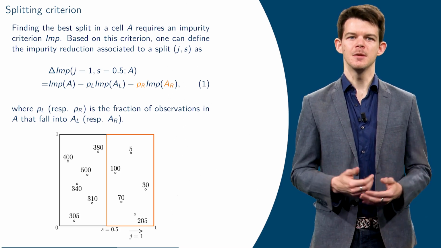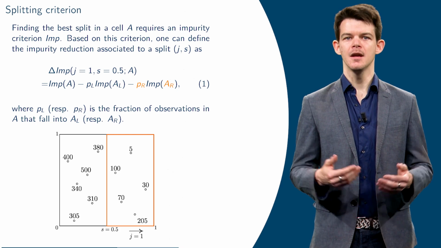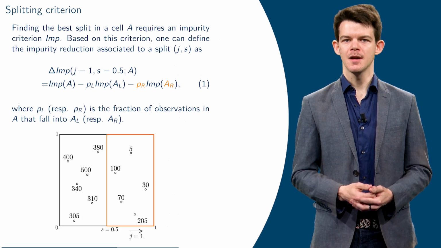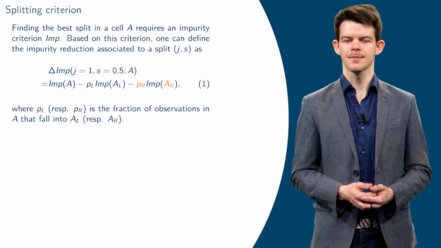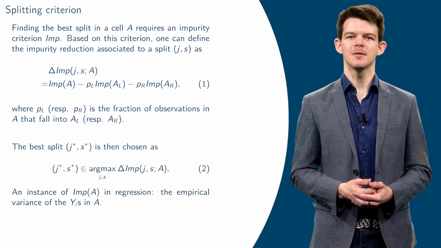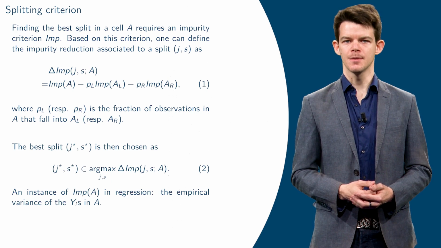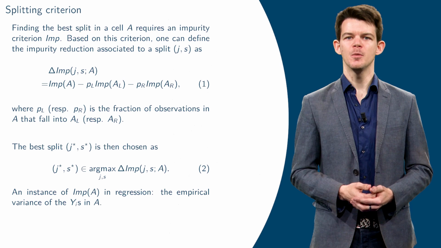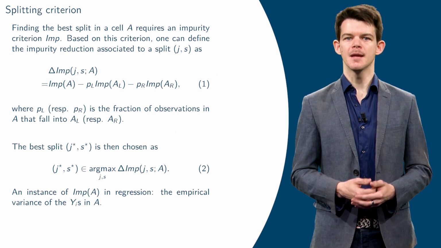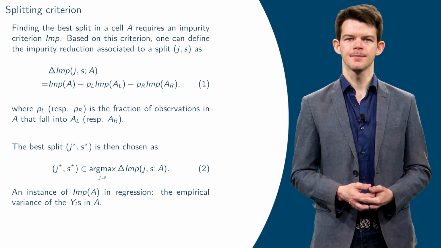This calculation can be done for all splits, i.e. according to all possible directions and according to all possible positions along these directions. We then choose the split that maximizes this impurity reduction. Intuitively, we choose the split that leads to the most homogeneous cells possible in terms of output values.